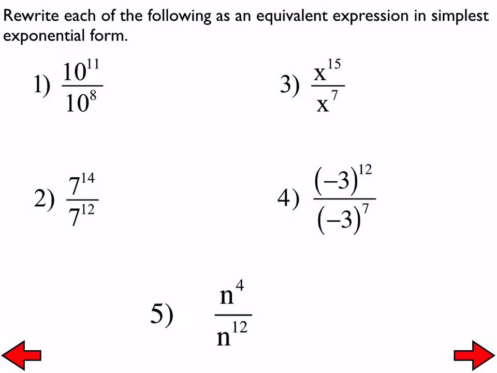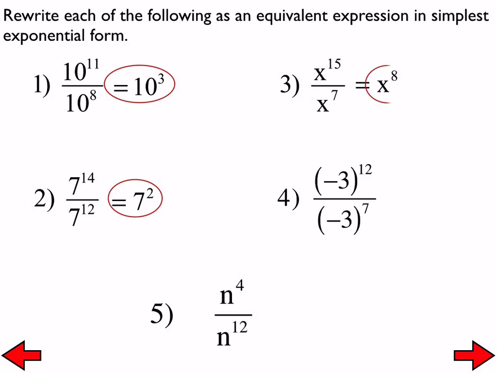And so I saw some of you write out 11 10s on top and 8 10s on the bottom, and you went about this the same way that I went about in the example, and that's fine. But you also need to kind of think about what's happening. Visualize it. If you had 11 10s on top and 8 on the bottom, all 8 of them on the bottom are canceling out, leaving you with 3 10s on top. That's another way of thinking about it. So that should simplify in exponential form to 10 to the 3rd. And then, obviously, number 2 is 7 to the 2nd, and 3 is x to the 8th, and number 4 is negative 3 in parentheses to the 5th.